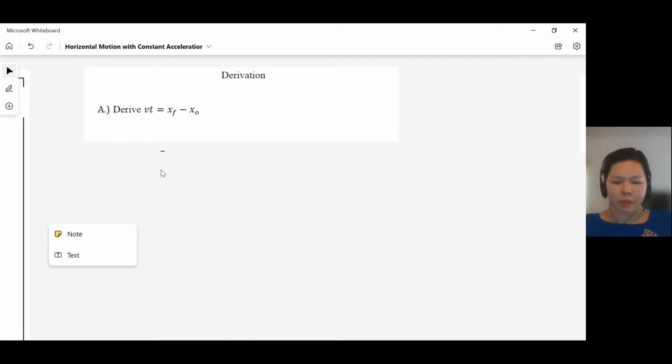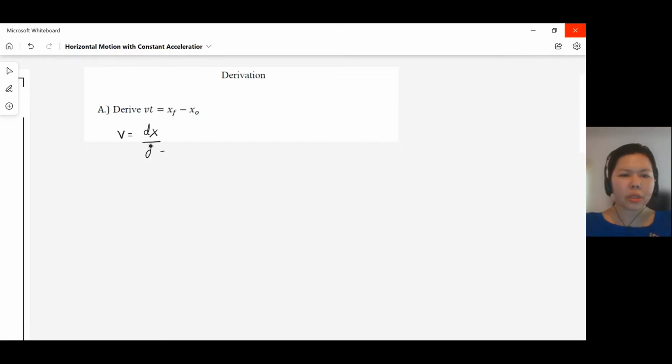To do this, we start with the definition of instantaneous velocity v, which is v is equal to dx over dt. Transposing dt to the left, we have v dt equals dx. And so we apply integral to both sides of the equation. On the left, we have integral of v dt from t naught to t final upper limit. And on the right, we have integral of dx, lower limit x naught, upper limit x final.